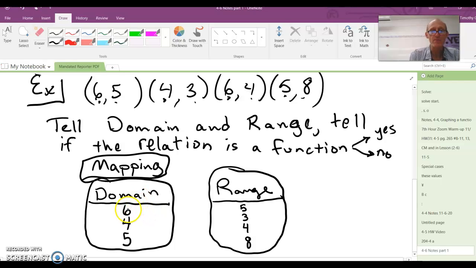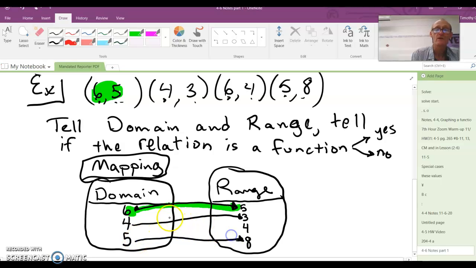So what we do now is map each pair to each other. 6 is mapped to 5. I'll only highlight it once. Then 4 is mapped to 3, and then 5 is mapped to 8. And then 6 again is mapped to 4. So 6 to 4 is right here.